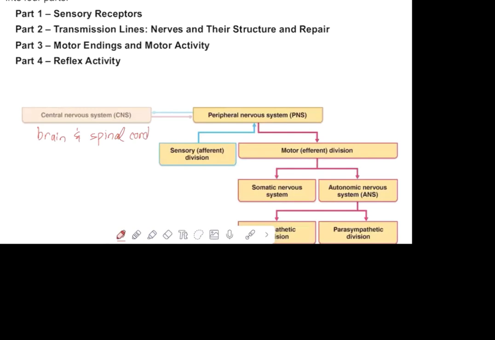So some of the main structures that are included in this system first begin with the different receptors, then the transmission lines, which are essentially those wires that are going to carry that sensory information to the central nervous system. The central nervous system decides what to do with that information, and then it sends information away from it, the central nervous system, to the motor endings and motor activity. And that's where reflex activity can occur throughout the system. So at the end of this chapter, we'll be looking at reflexes.